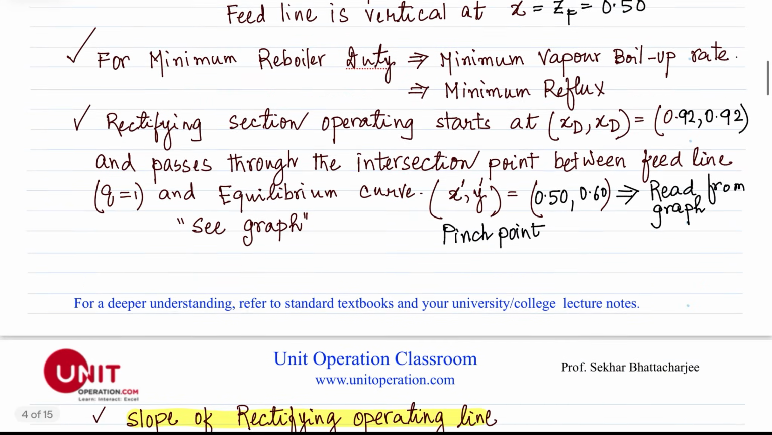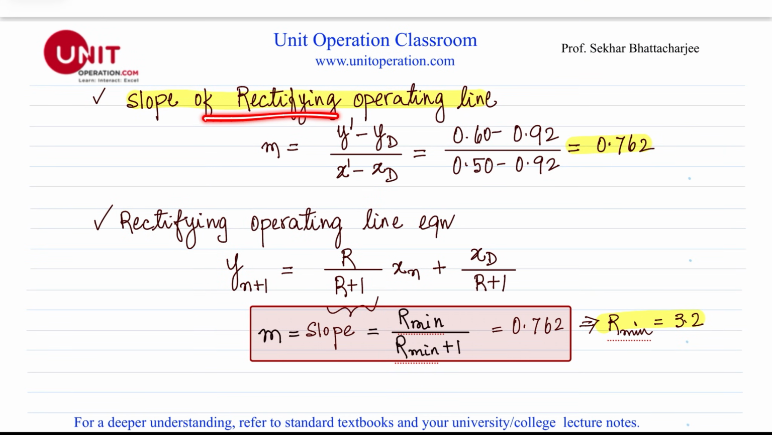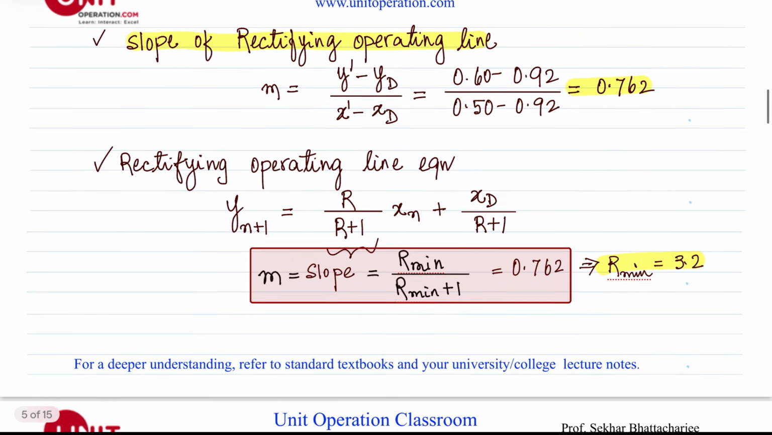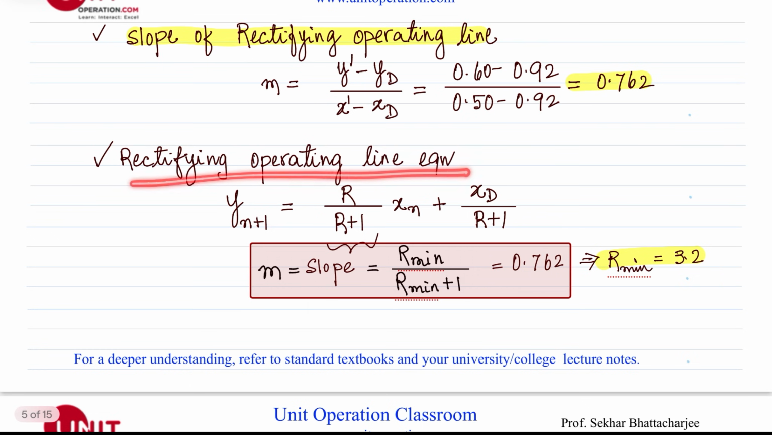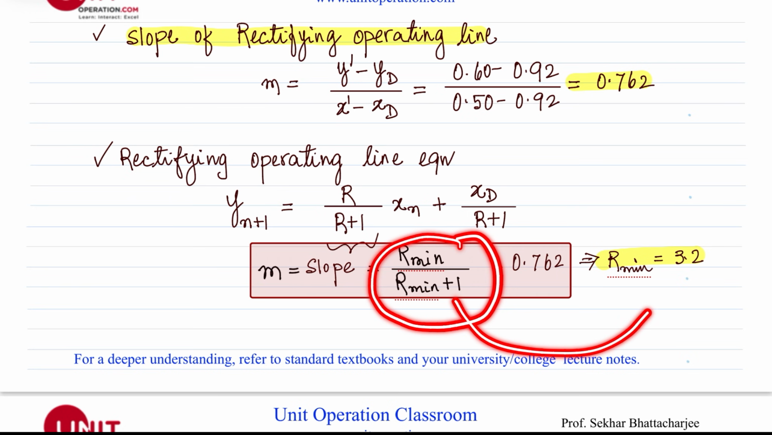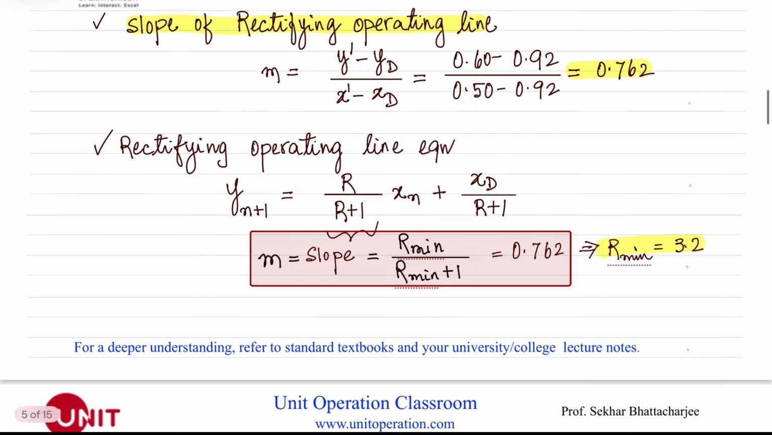So let us do that. The slope of the rectifying operating line is calculated between 0.92, 0.92 and 0.60, 0.50. So this is the slope. We know the rectifying operating line equation, this is the slope and this is the intercept. So the slope we have found is 0.762. So we can easily find our R minimum from there, which is 3.2.